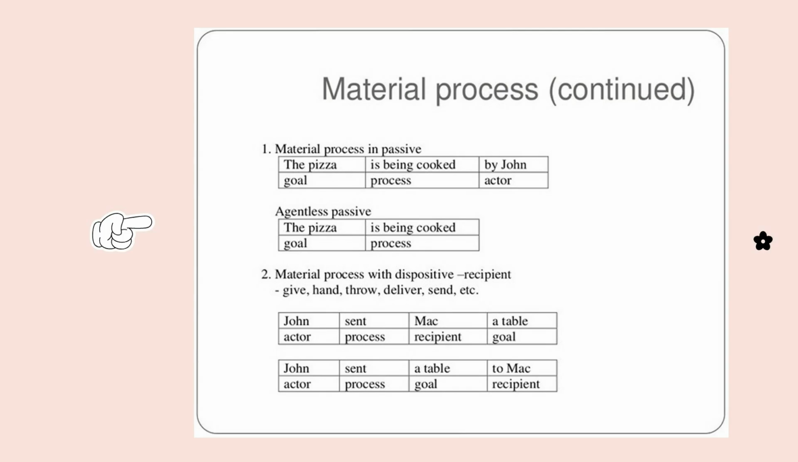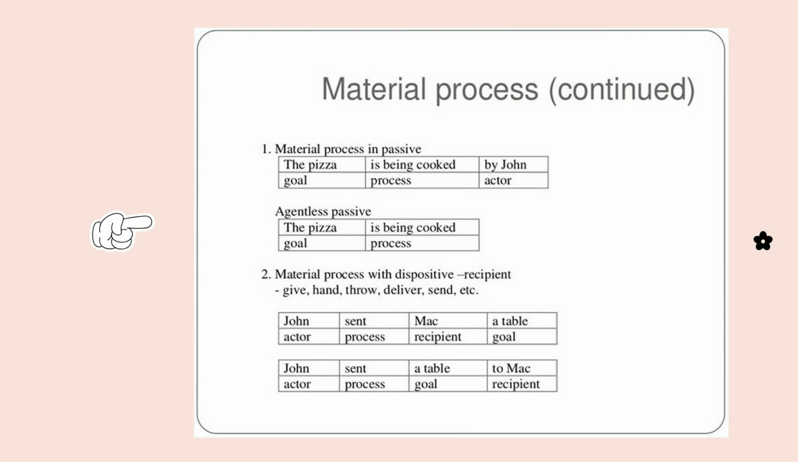Okay, next we are going to talk about material process in passive and material process with dispositive recipient. The first is material process in passive. There is a sentence: the pizza is being cooked by John. The pizza as goal, is being cooked is process, and by John is actor. While in actionless passive, there is no actor, just goal and process. So the pizza as goal and is being cooked is process.